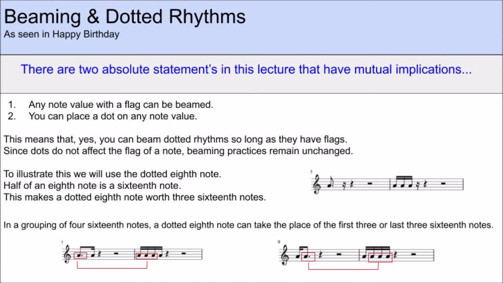A dotted eighth note can either take the place of the first 3/16th notes, or it can take the place of the last 3/16th notes. If you do that, you can see here how the beaming would work. So on the bottom left, we have a dotted eighth note, and it is beamed to a 16th note. And that takes up the full pulse, one whole beat. And in the bottom right, we have a 16th note tied to a dotted eighth note, which takes up the same amount of space.